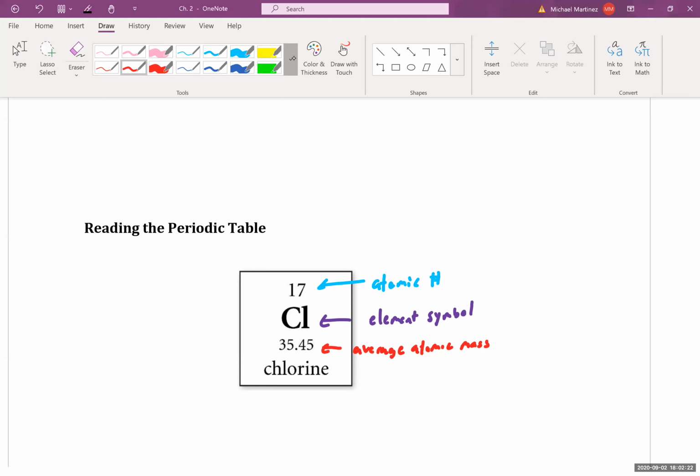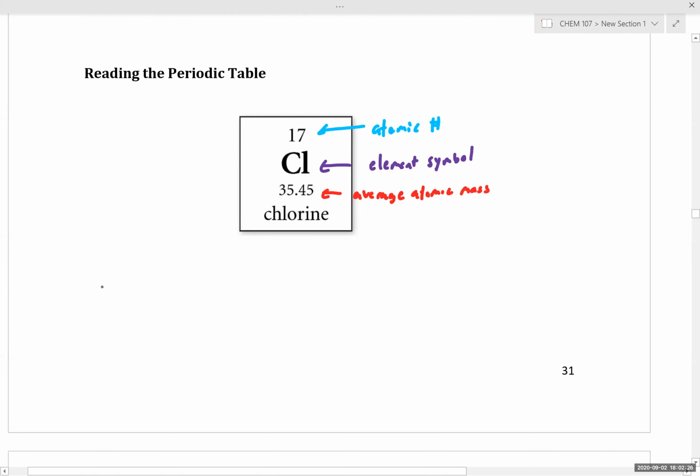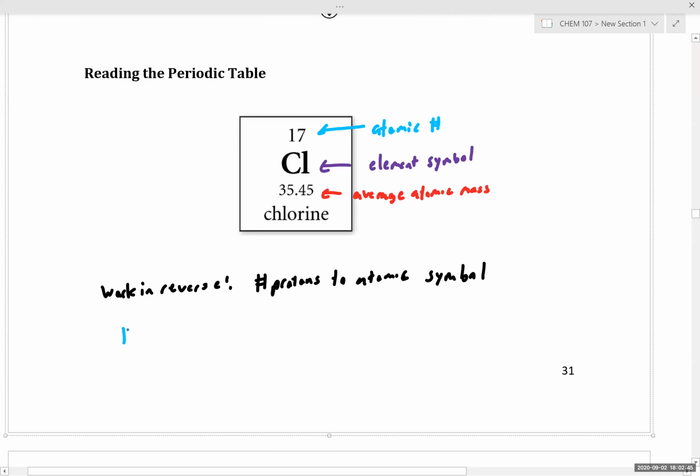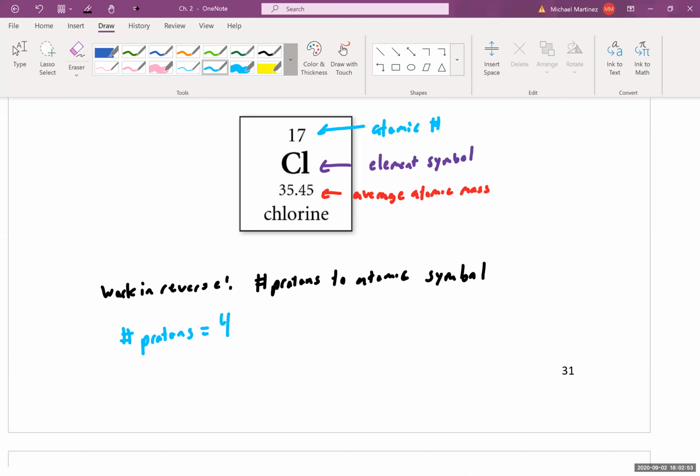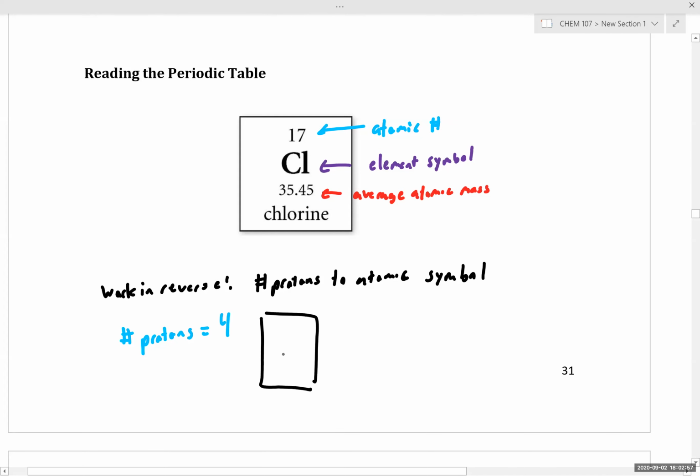Now, one thing that I want everyone to be aware of is that we can work in reverse. We can go from the number of protons to the atomic symbol. For example, if we know that our number of protons is equal to 4, which element in the periodic table has an atomic number of 4? Which element has a 4 above the element symbol? That would be beryllium. So from 4 protons, we can assign this element as beryllium.